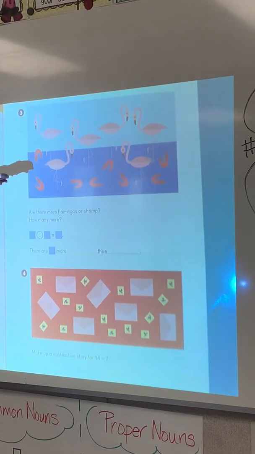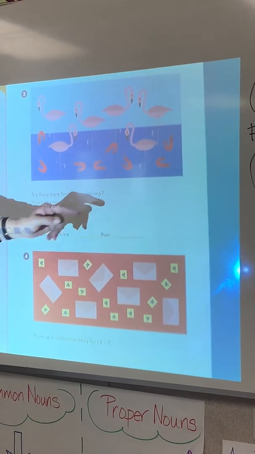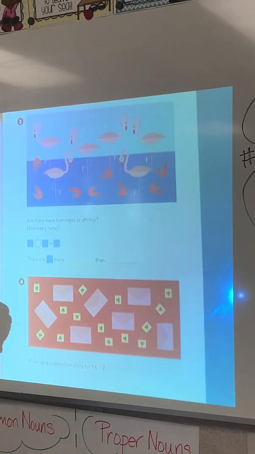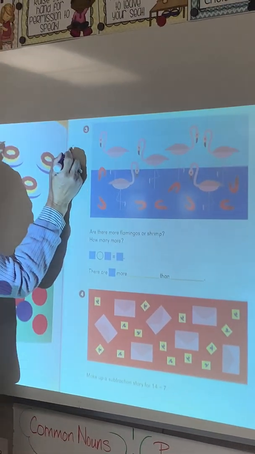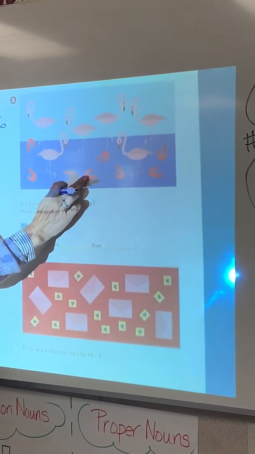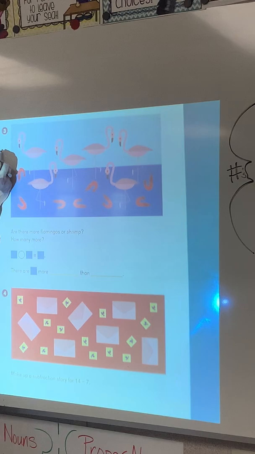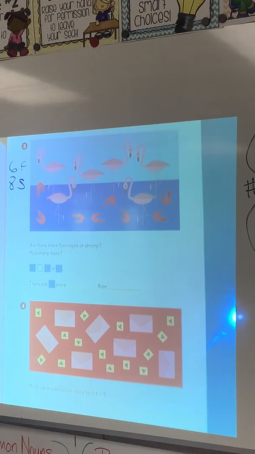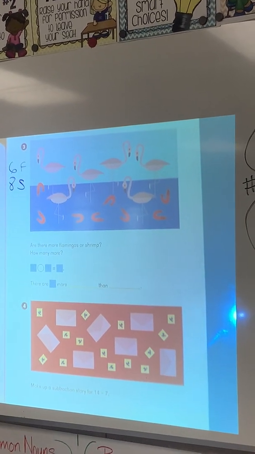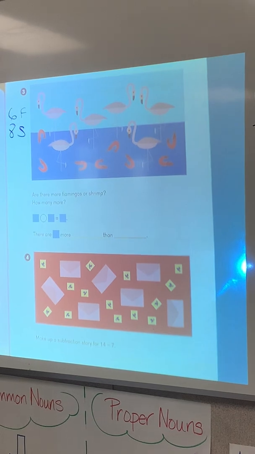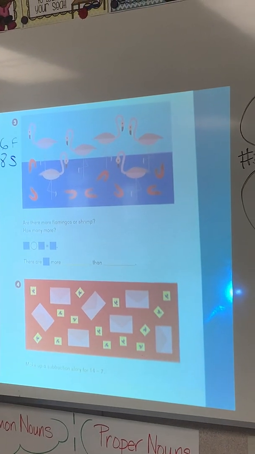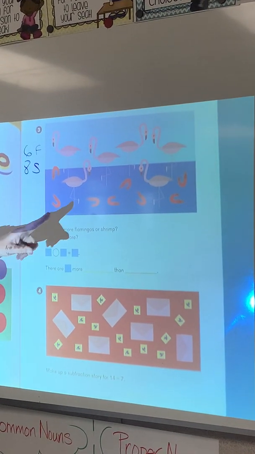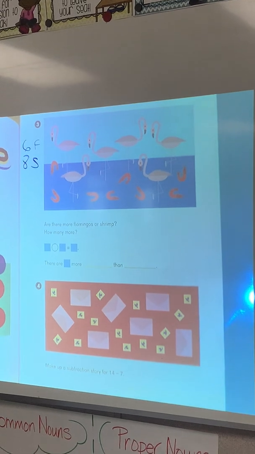So let's count them. That's the first thing we have to do because we have to know how many flamingos and how many shrimp there are. So we have 1, 2, 3, 4, 5, 6 flamingos. And we have 1, 2, 3, 4, 5, 6, 7, 8 shrimp. I'm going to put an F for flamingos and an S for shrimp. Are there more flamingos or shrimp? Which one's the bigger number? Well, that's easy, isn't it? 8's bigger than 6. We have 8 shrimp, 6 flamingos. We have more shrimp than we have flamingos.